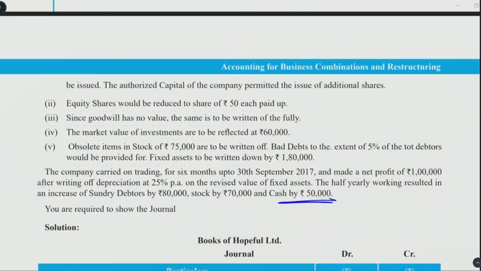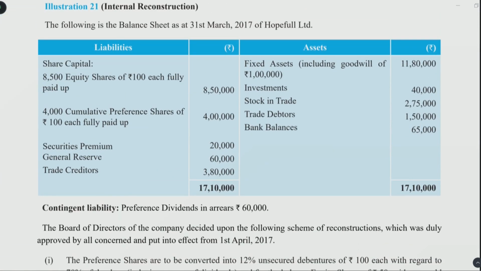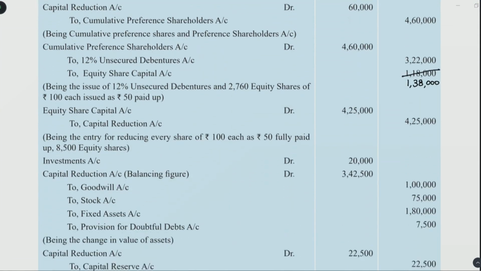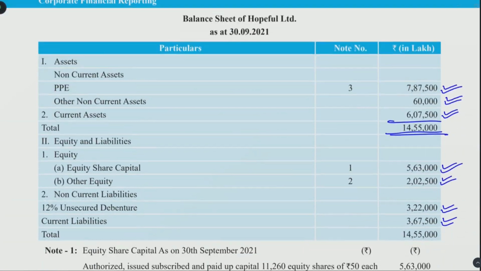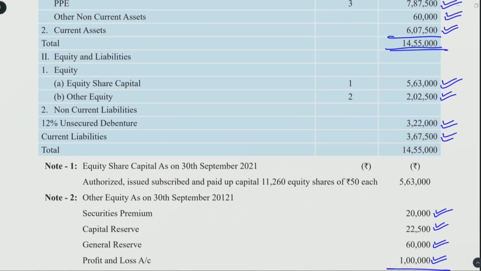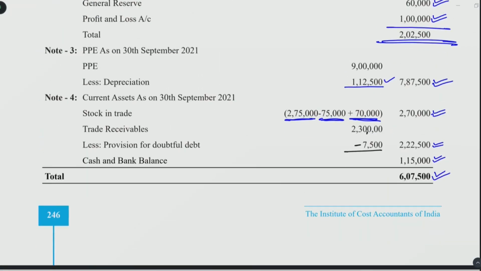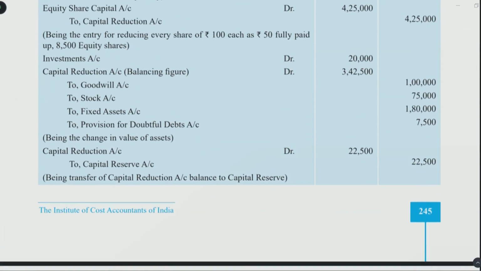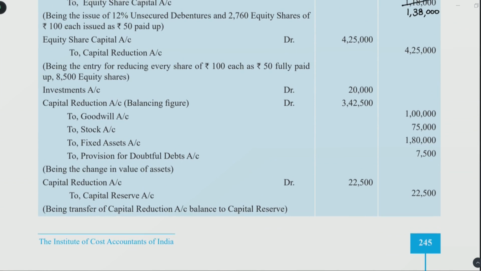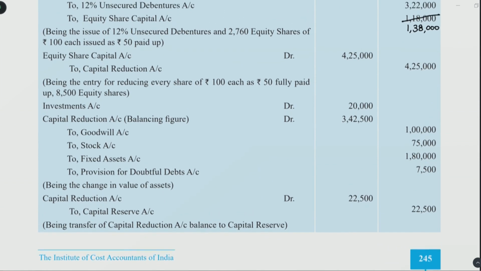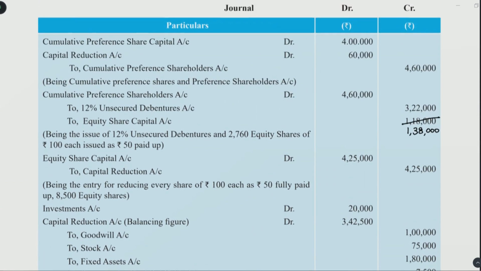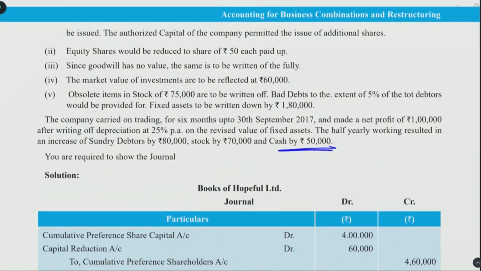What was the current liability balance given in the balance sheet? It was trade creditors, that is 3,80,000, and now it is stated in the balance sheet as 3,67,500. They have not given any explanation on that. So you might definitely be wondering, from where did you get this balance? I'll help you understand that. Please pay attention to this point.